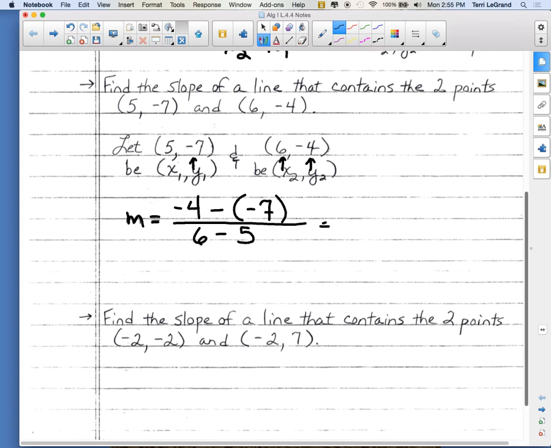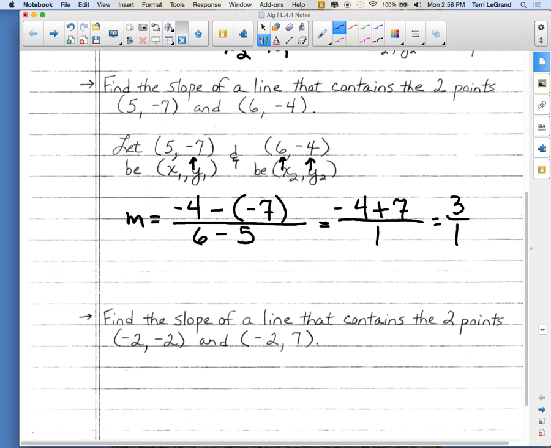Well, subtracting a negative is really the same as adding the opposite of it. So this could be changed upstairs to add the opposite of -7, 7, because I would prefer you not use your calculator for these easy problems. And 6 take away 5 downstairs is 1. Even though you've done this in your SQ3R, I expect you to be doing it again now. -4 plus 7 is 3 over 1.